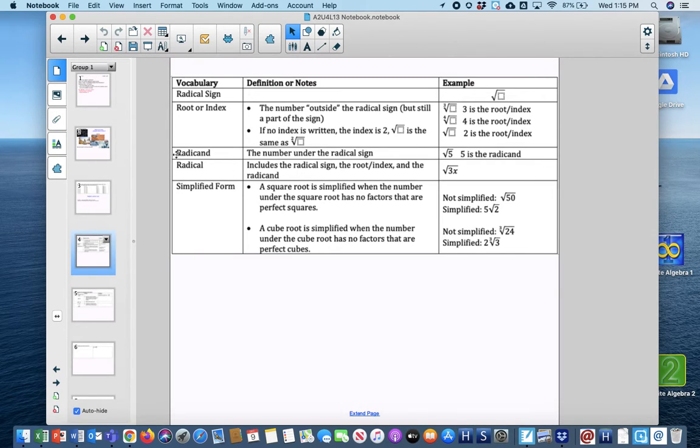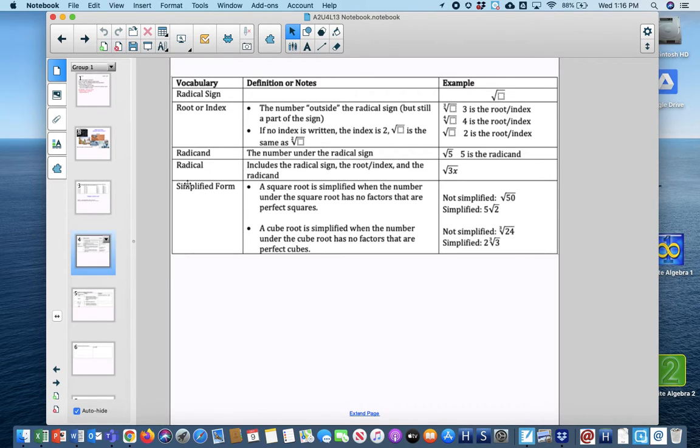Okay, so then the radicand. The radicand is the number under the radical sign. So here you see the square root of 5. So the 5 is the radicand. Now in any scenario, whatever is inside the radical is the radicand. So it could be a number, it could be variables, it could be both. So for instance here, the radicand would be 3x. The radical includes the radical sign, the root index, and the radicand. So we would say this as the square root of 3x, and that's the whole radical.